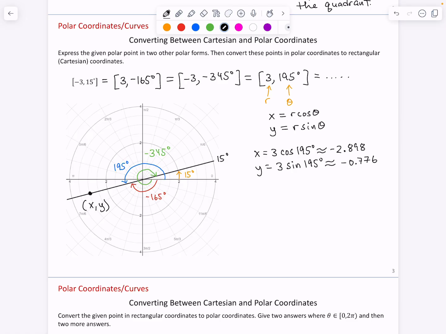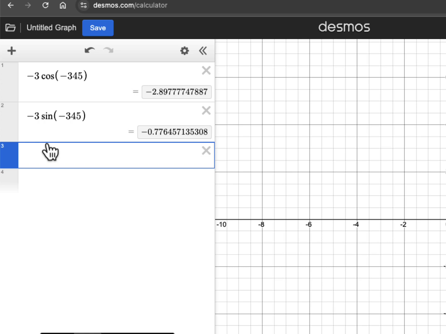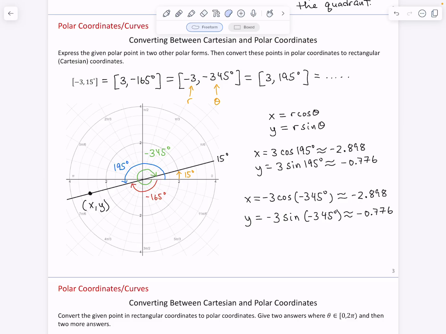Notice both coordinates are negative, which is to be expected for a point in the third quadrant. We could repeat this using negative 3 for r and negative 345 degrees for theta. Typing those into Desmos, and you see we get the exact same xy coordinates. Okay, moving to the next page.